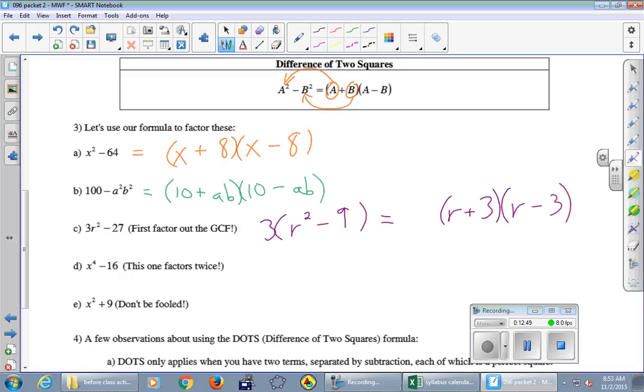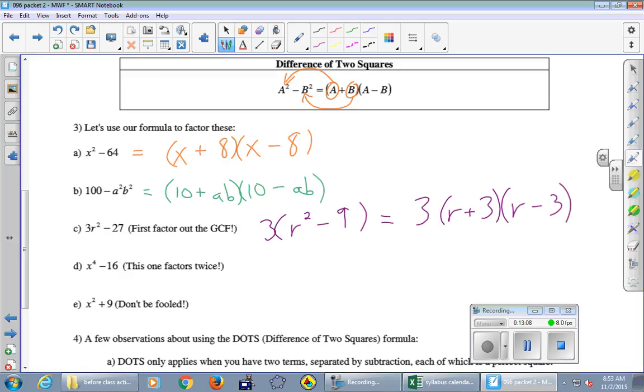This is not the right answer. What did I do wrong? I forgot the 3, right? That 3 is just hanging out. All we did was factor what was in parentheses, and we did that correctly. But you got to copy. Remember, a lot of math is copying everything, making one small change. That's the answer there.